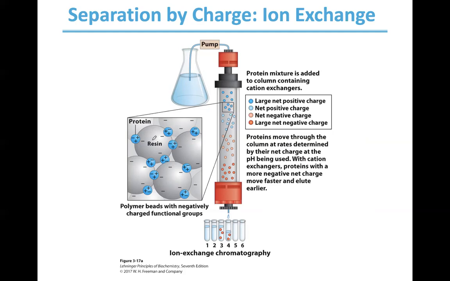Because they will be electrostatically attracted to the stationary phase and they will move very slowly. And you can see here, the blue ones have a large net positive charge. Now proteins, you can see, the red ones have a large negative charge and they will be repelled by the polymer beads. And they will actually go through very quickly and come out in earlier fractions. And so you can separate proteins based on their net charge, right?